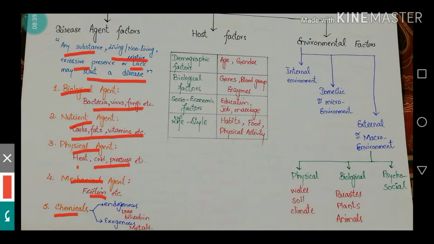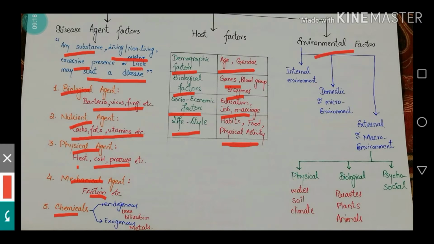They are also responsible for causing a number of diseases. Now, talking about these host factors which are responsible for causing a disease or preventing a disease, they include demographic factors, for example, age and gender; biological factors, for example, genetics, the blood group, the enzyme, the type of personality someone has. Socioeconomic factors include marriage, education, and job, and lifestyle includes habits, food, what type of food a person eats, and the amount of physical activity they have.